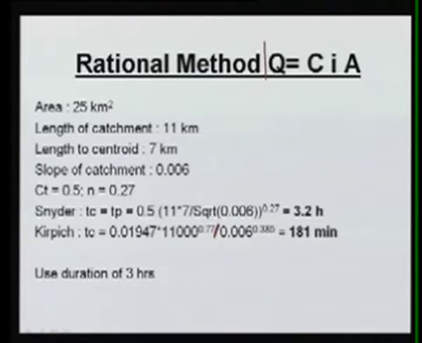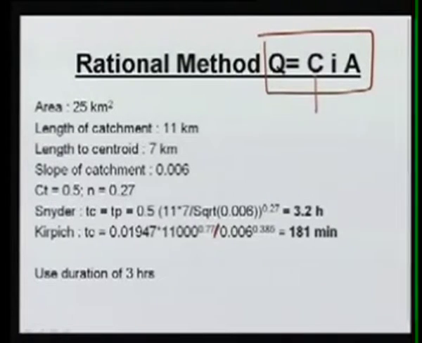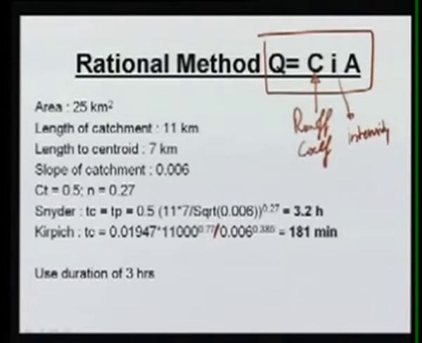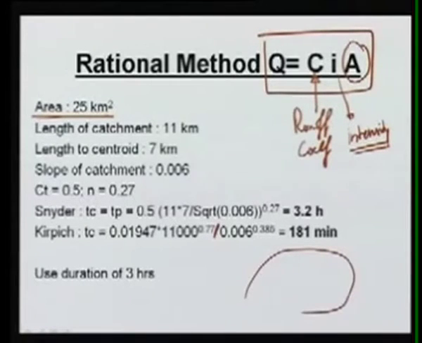We will start with the rational method, which expresses the flood as Q equal to C, the runoff coefficient, into I, the intensity of rainfall, and we will see how to determine this I, into A, the catchment area. Let's say that we have a catchment which is given. The area of the catchment is 25 kilometers square. So the catchment which is given has 25 kilometers square area.